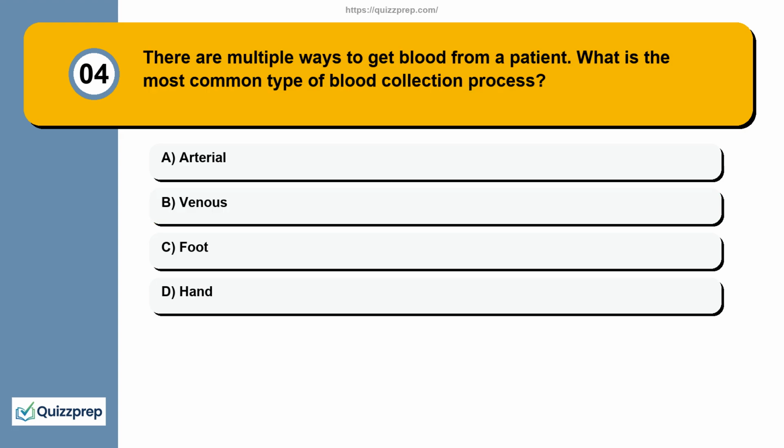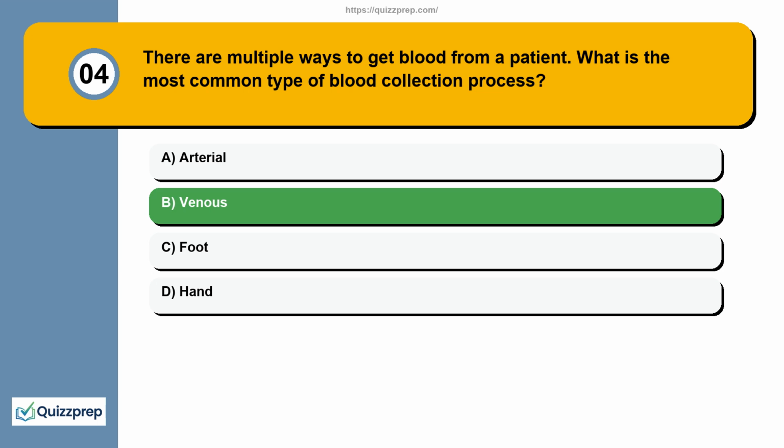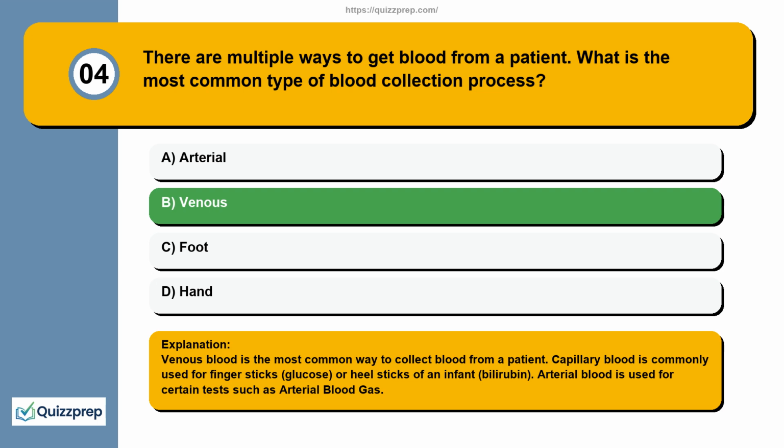Question 4. There are multiple ways to get blood from a patient. What is the most common type of blood collection process? Arterial, venous, foot, hand. Venous blood is the most common way to collect blood from a patient. Capillary blood is commonly used for finger sticks, glucose, or heel sticks of an infant, bilirubin. Arterial blood is used for certain tests such as arterial blood gas.